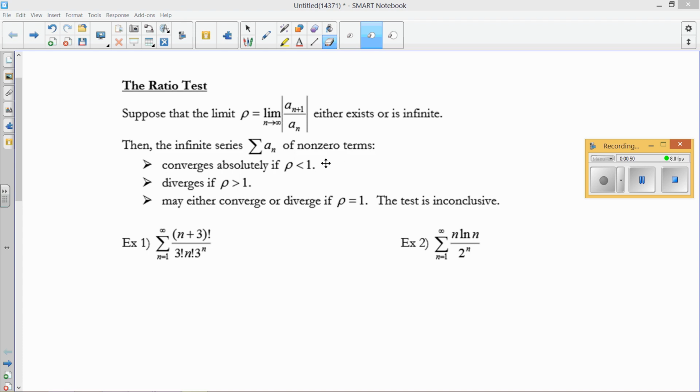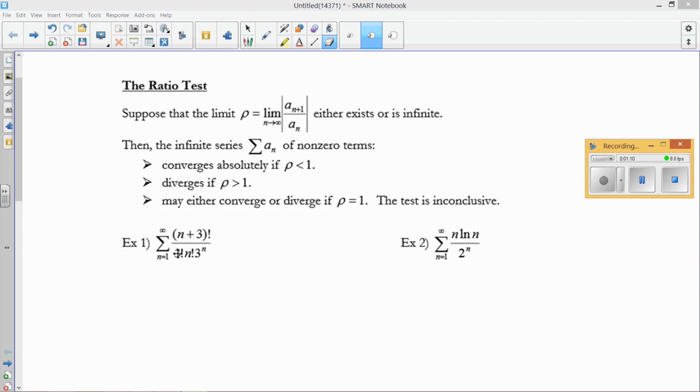So if the limit we get is less than 1, it converges. If the limit we get is greater than 1, it diverges. And if the limit we get equals 1, then the test is inconclusive, and that means we should have tried another test. All we're going to do with this ratio test is take what we've got and run a ratio test on it.